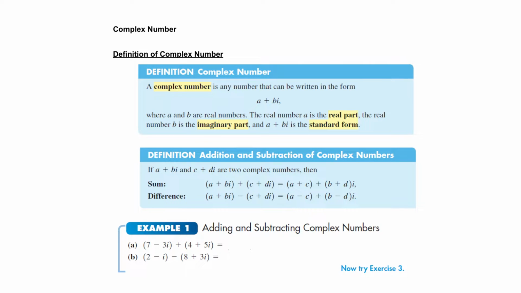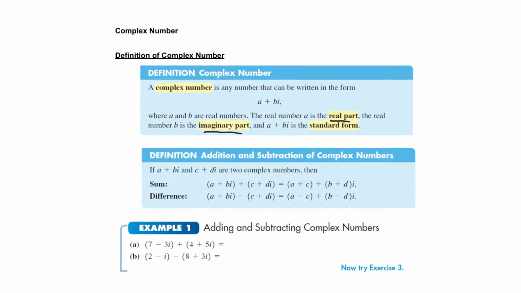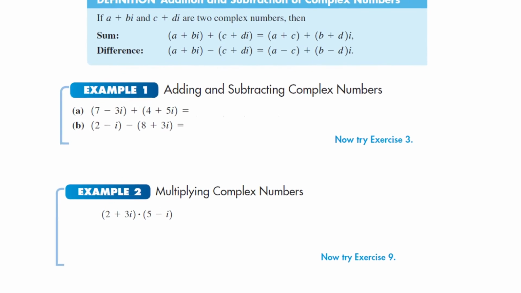A complex number has a real part and has an imaginary part. And you can either add or subtract or multiply, divide complex numbers. I'm going to go ahead and give you some examples.